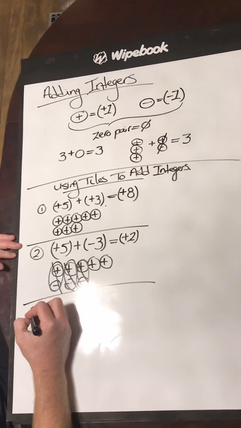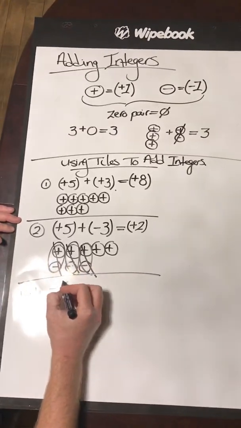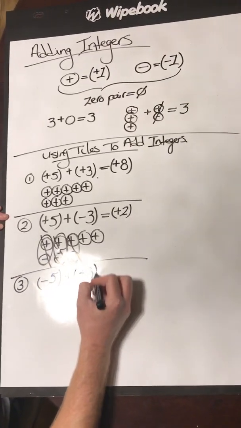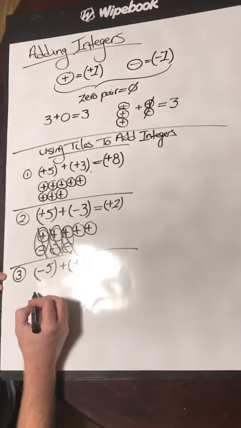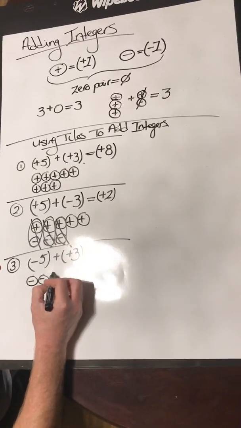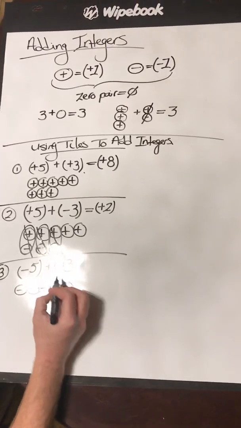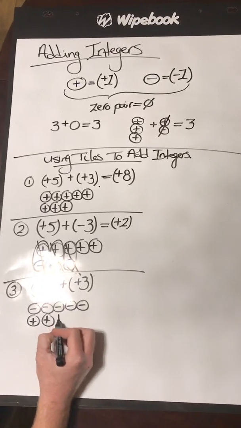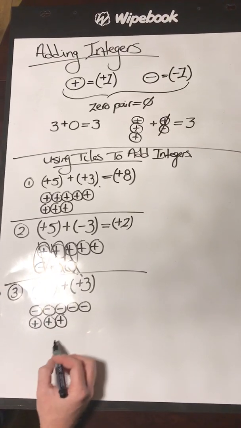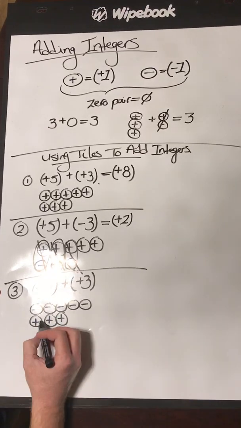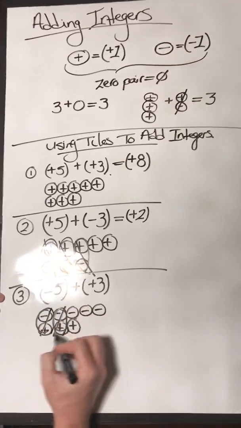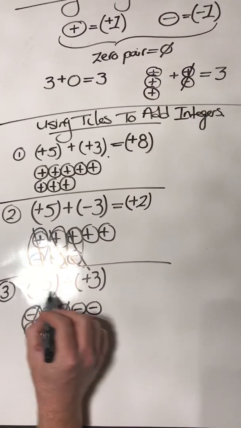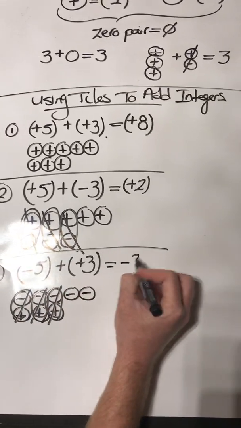Our third example, negative 5 plus positive 3. I'm going to start with 5 negative tiles and add 3 positive tiles. Again, what do I see? I see some zero pairs that have been made, so I circle those and cross them out because they're just 0. What am I left with? I'm left with 2 negative tiles. So negative 5 plus positive 3 is equal to negative 2.